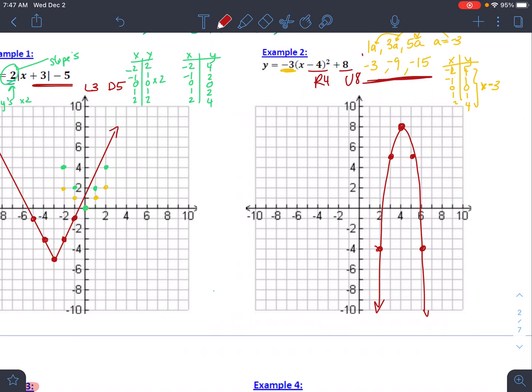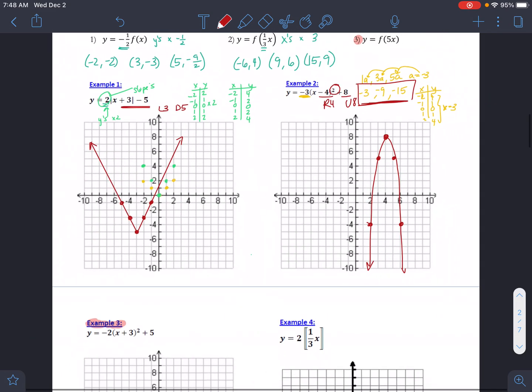And again, I really highly recommend understanding that 1a, 3a, 5a pattern. It's going to make your life a lot easier, especially for quadratics. It can somewhat be used for square roots as well, but quadratics is where you'll typically see it.